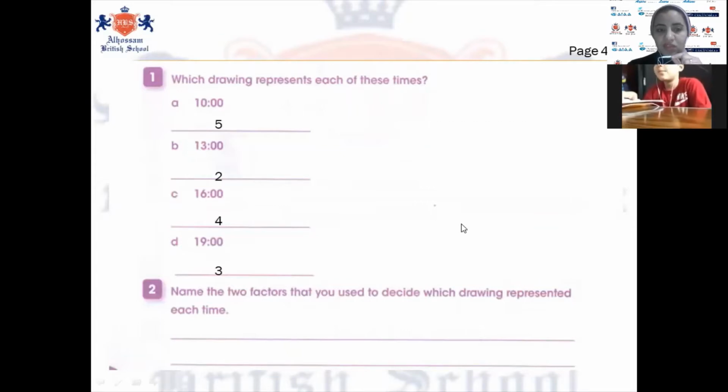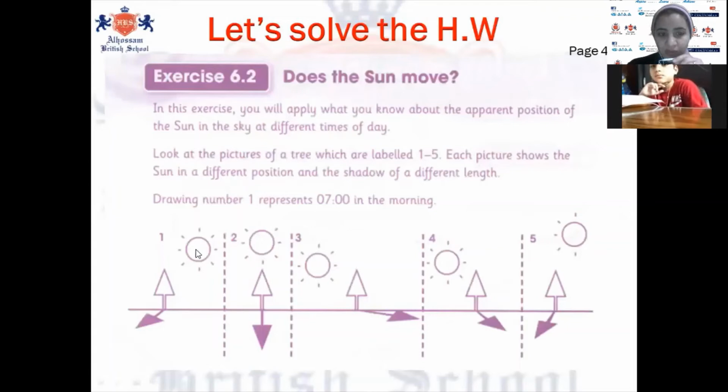Okay, Ahmed, look again at the pictures. These are the answers. Look at the morning, 7 a.m., number 1. The last one is number 10. The position of the east. At which position is the sun in the west and the length of the shadow is very long? Number 3. So this is 7 p.m. Which one is the midday? At 1 p.m., number 2.